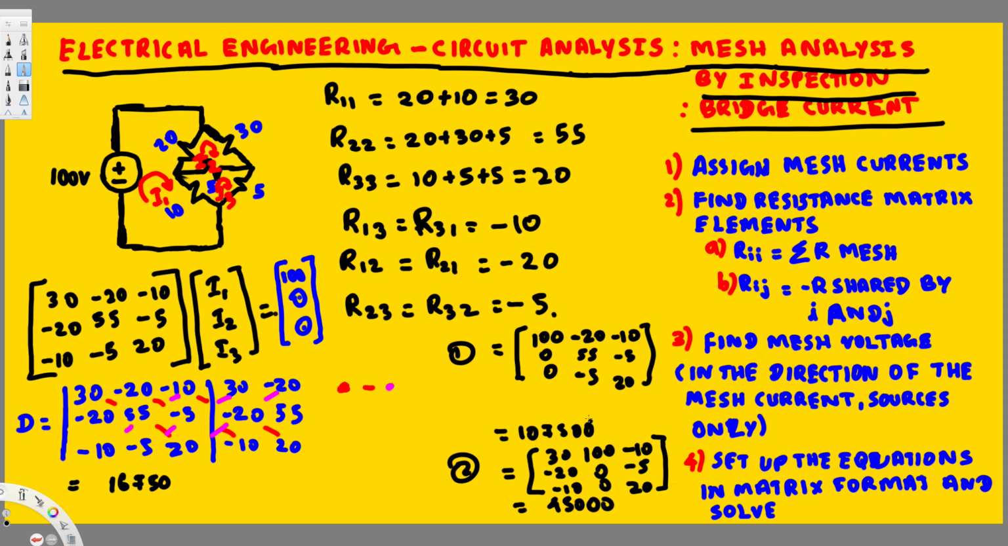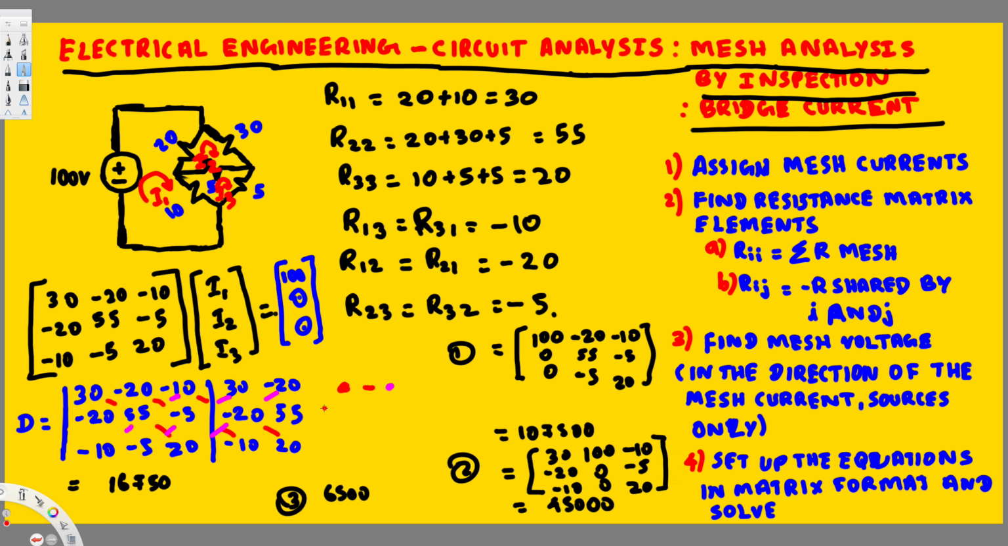For the third one, it's the same thing. You swap this voltage with the third column, and in the third column you are going to have 100, 0, 0, and the first two columns remain the same. If you calculate the determinant, you will get 65,000. From this we can go ahead and find our mesh currents.